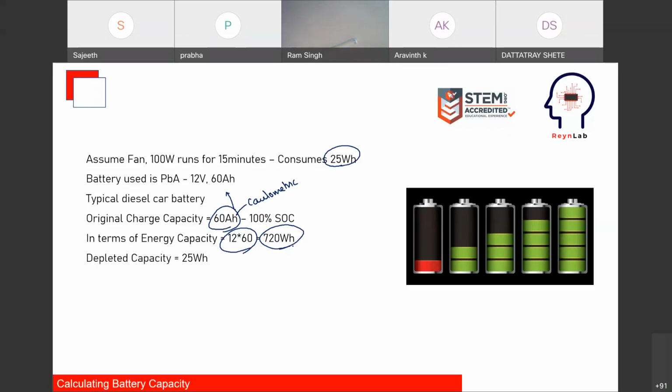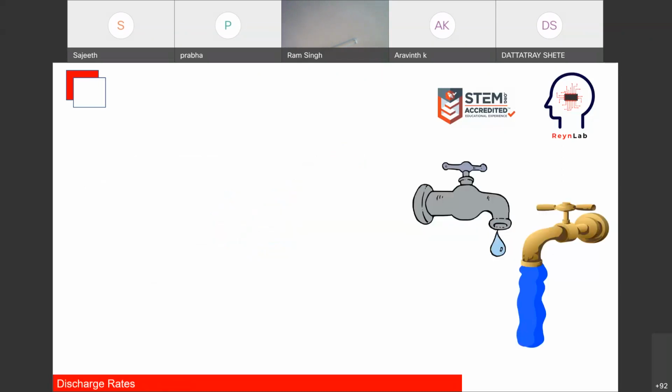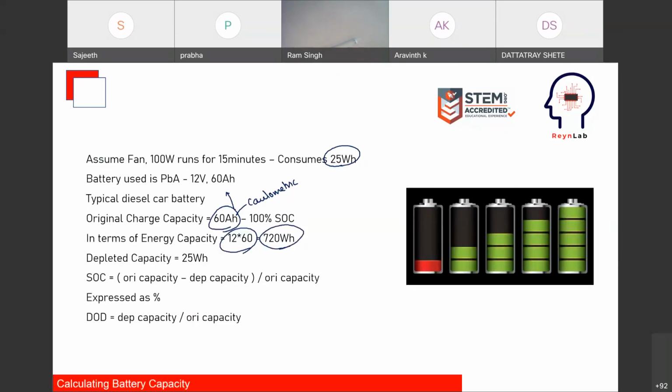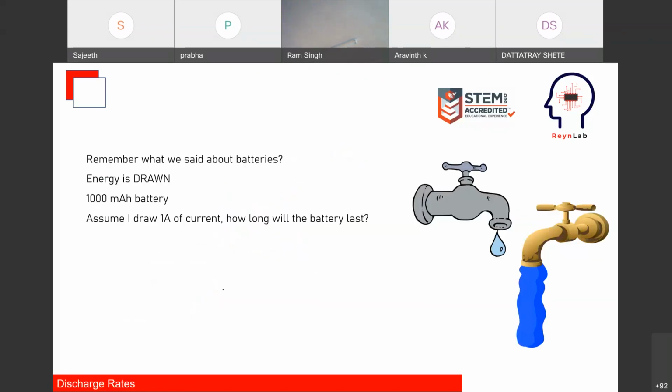Now if I were to consume 25 watt hour from it, my SOC will be calculated something like this. SOC is basically going to be 720 minus 25, right? Let's calculate how much it is. 720 minus 25 is 695 by 720, which is about 96.5%. So after this whole thing, my SOC is only 96.5%. This is basically how we calculate SOCs.